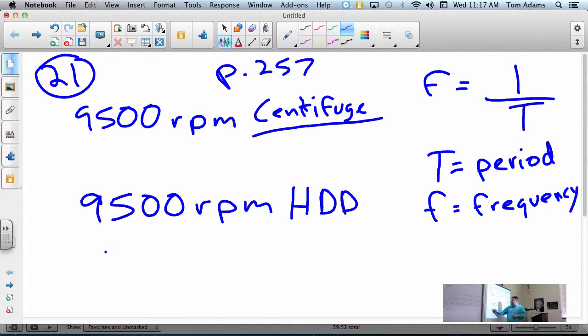Okay, so period, let's do period. What did you say it was? 1 revolution? Or 1 rotation? Yeah. And what did you say frequency was? Frequency is rotations per second. So the frequency is rotations per second. Okay?